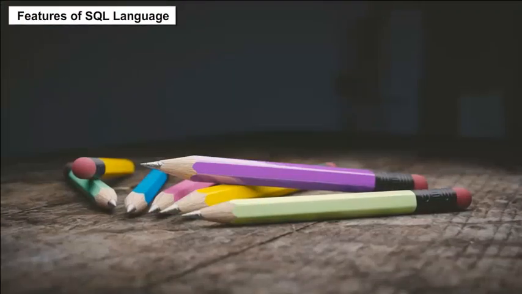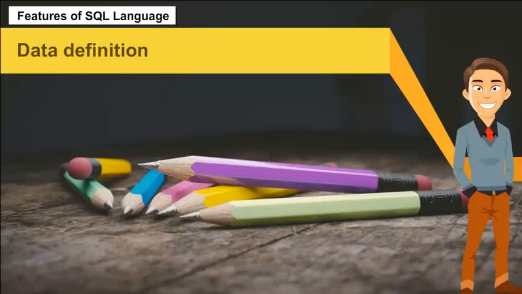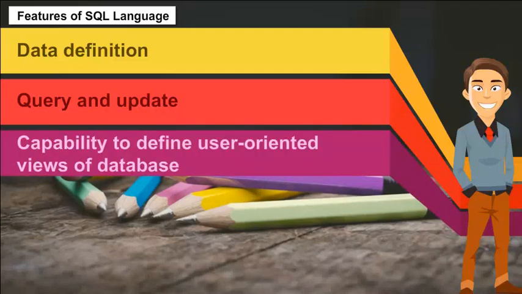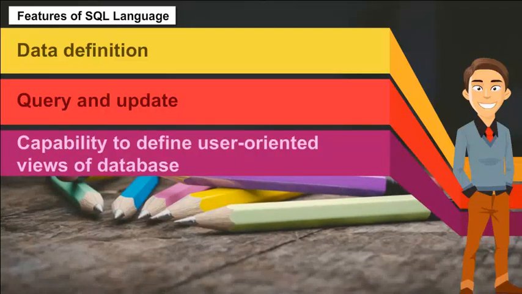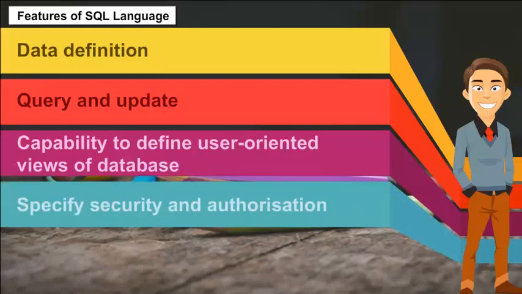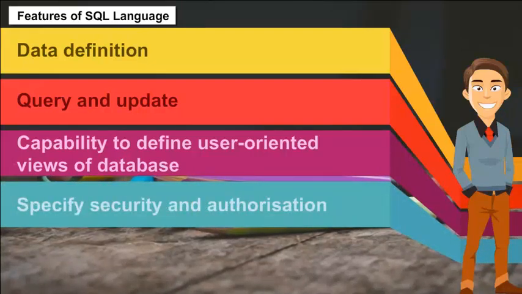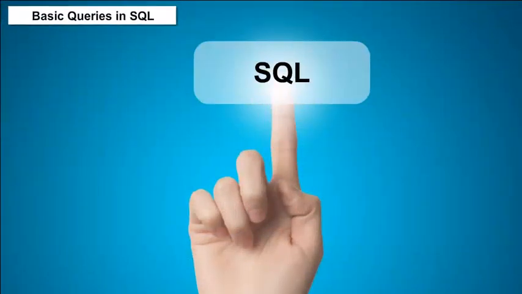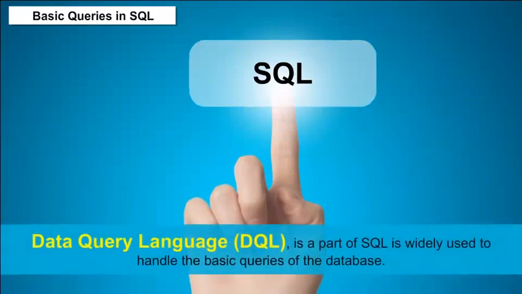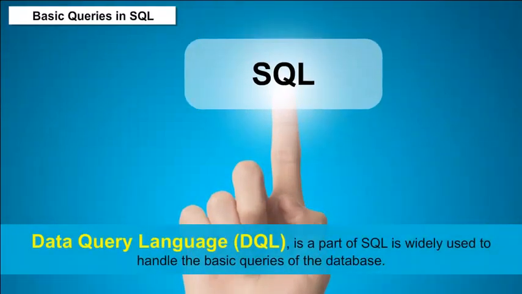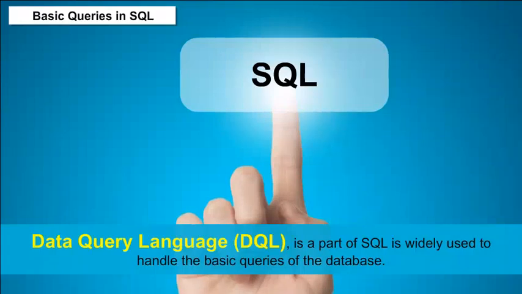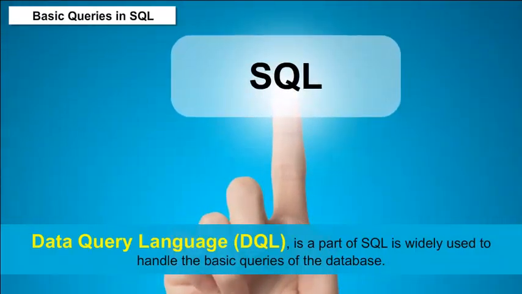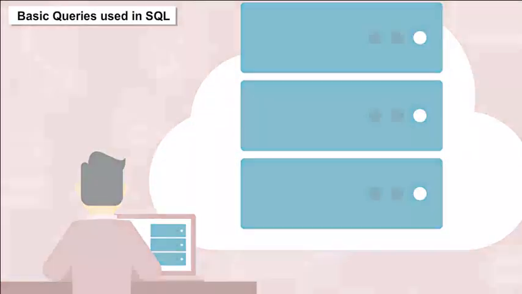Features of SQL language. Data definition, query and update, capability to define user-oriented views of the database, specifies security and authorization, define integrity constraints. Basic queries in SQL. Data query language or DQL, a part of SQL, is widely used to handle the basic queries of the database. Basic queries used in SQL.